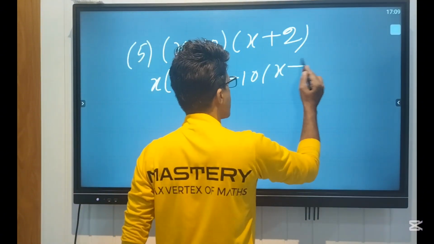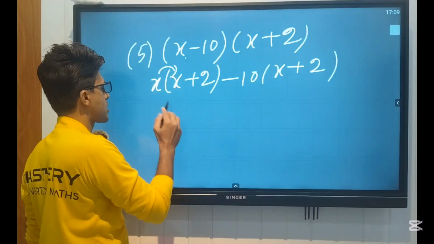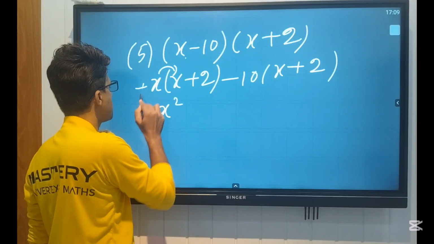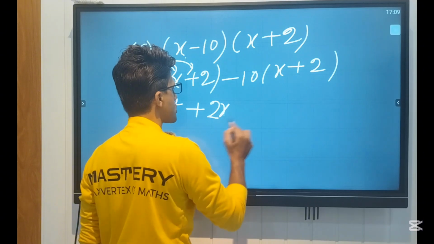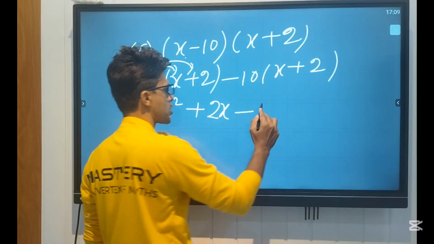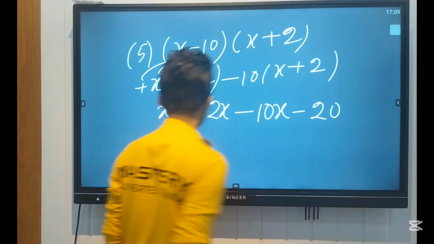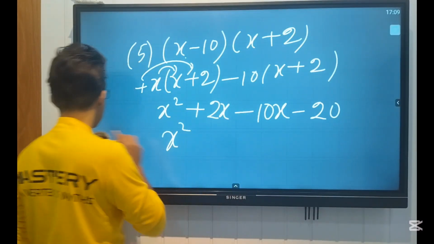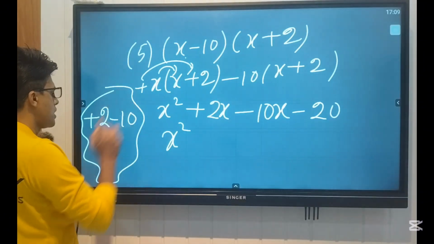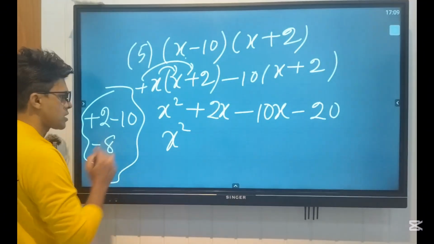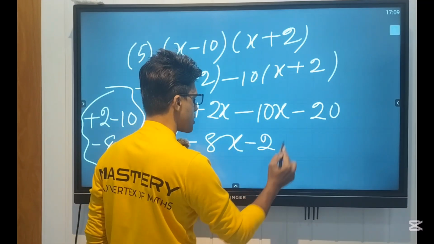Now you could remove the brackets here. x times x is x squared, here plus into plus is plus, x into 2 is 2x, and also here minus into plus is minus, 10 into x is 10x, minus into plus is minus, 10 times 2 is 20. Now plus 2x and minus 10x, negative 10 plus 2 is minus 8, so minus 8x minus 20.